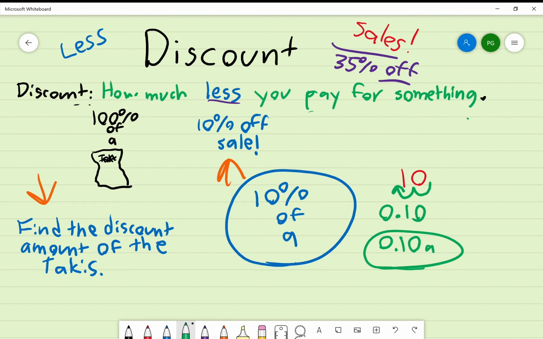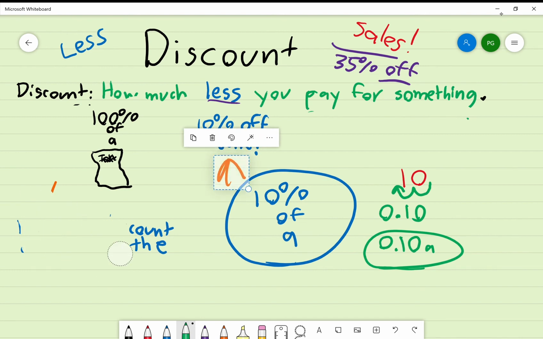Everything kind of switches depending on what the question is asking you. If they want you to find the new price, all you have to do is 100 minus your discount, you're done. But if they want you to find the amount of the discount, all you have to do is take the sale percentage, turn it into a decimal, and multiply it times the variable.